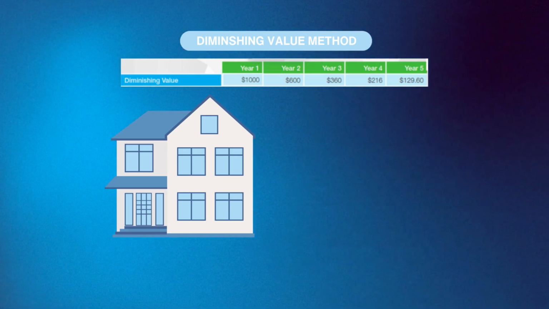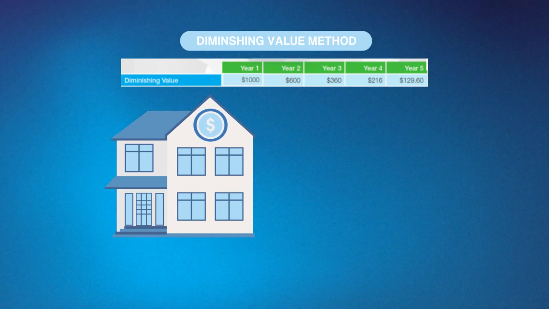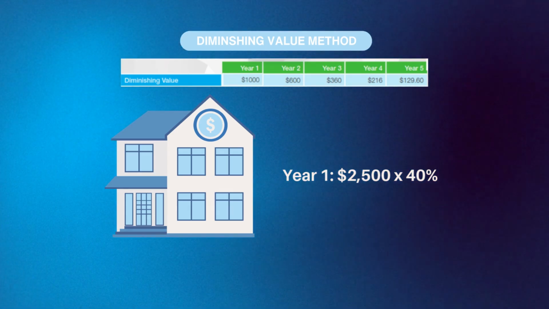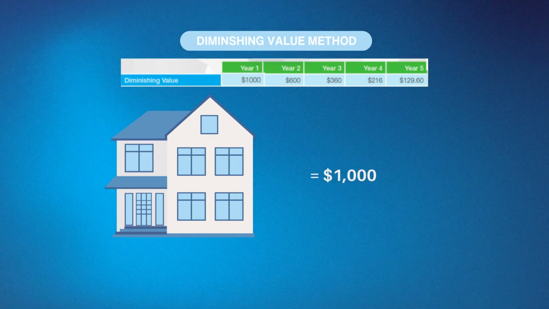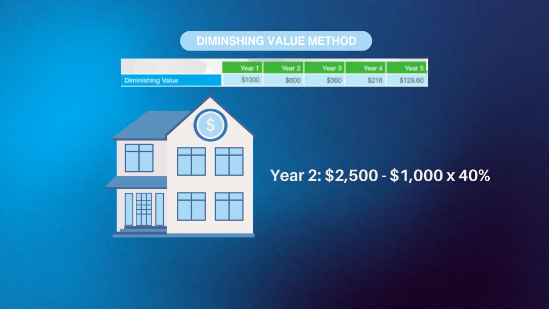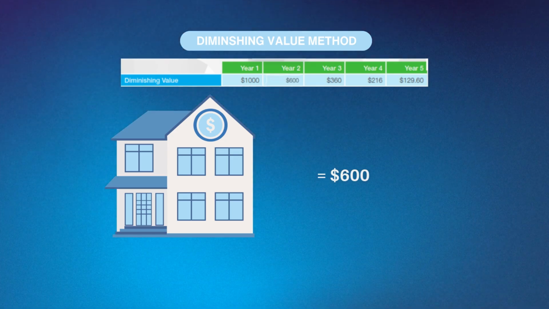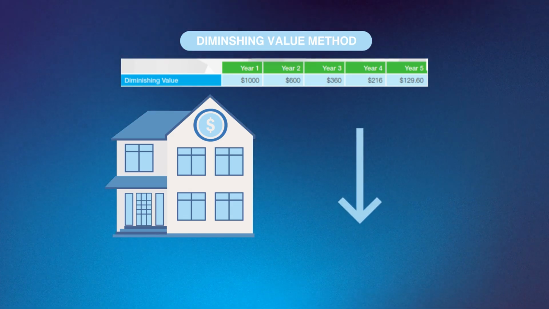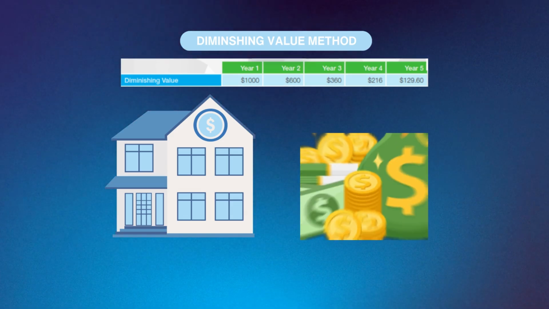Using the diminishing value method, the calculations would be as follows. Year 1, $2,500 times 40% equals $1,000. Year 2, $2,500 minus $1,000 times 40% equals $600, and so on. The diminishing value method reduces the amount of deductions available each year, effectively front-end loading the deductions.